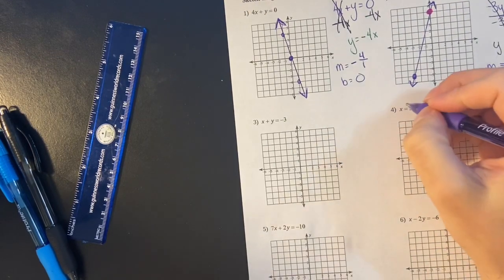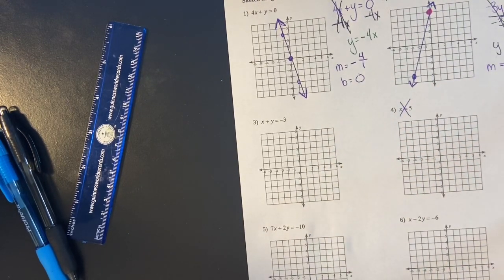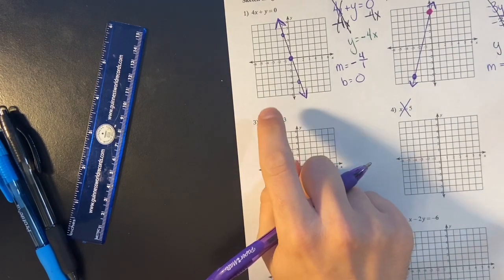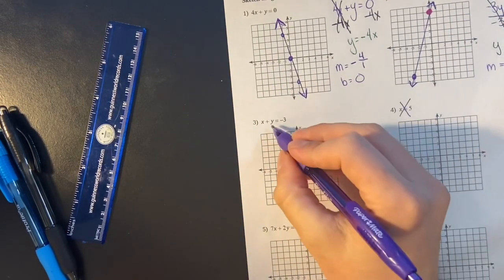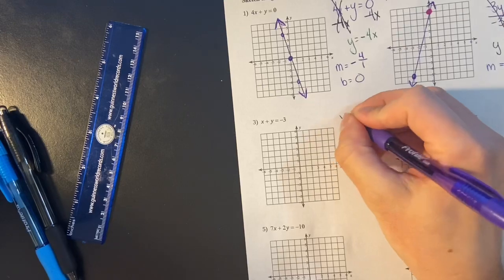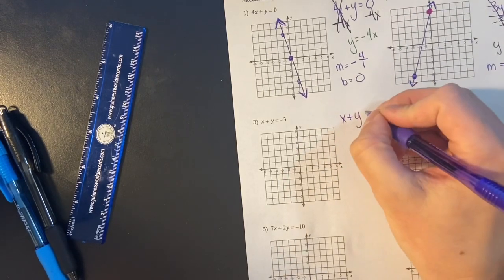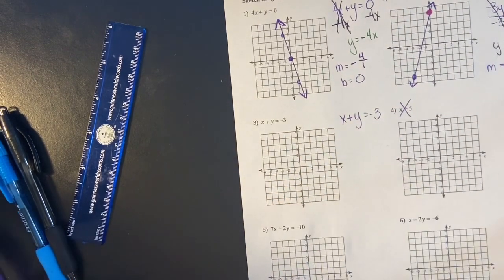We're going to skip this one because we already did it. And this might be the last one. This will be the last one that we do. Is y all by itself? No. Just a floating x is in the way. No big deal.